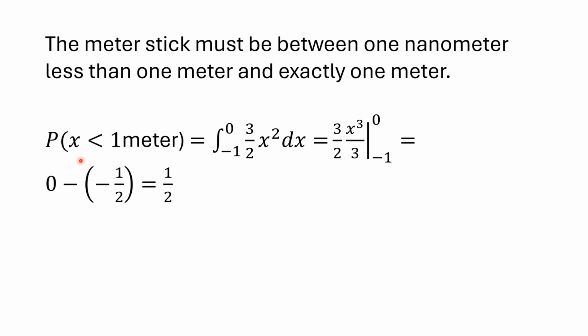So the probability of x less than 1 meter is the integral from -1 to 0 of 3/2 x squared dx, which is 3/2 x cubed over 3, and the lower limit is -1, the upper limit is 0. So plugging in the 0, we get 0. Plugging in the -1, we get negative 1/2, or 1/2.